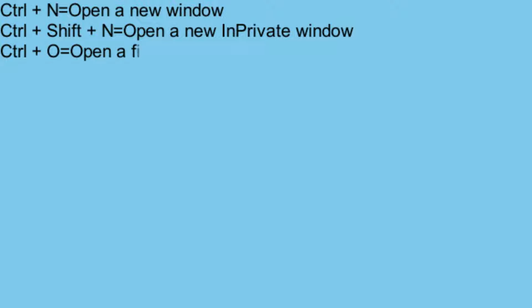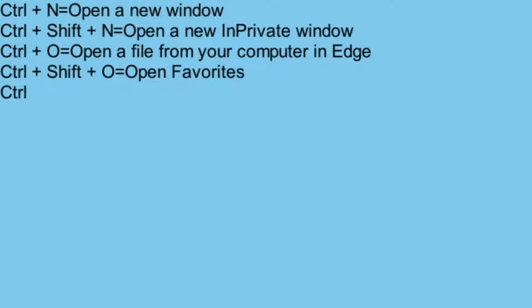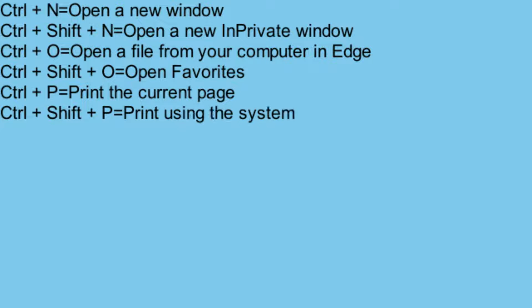Control-N equals open a new window. Control-Shift-N equals open a new InPrivate window. Control-O equals open a file from your computer in Edge. Control-Shift-O equals open favorites. Control-P equals print the current page. Control-Shift-P equals print using the system dialog.